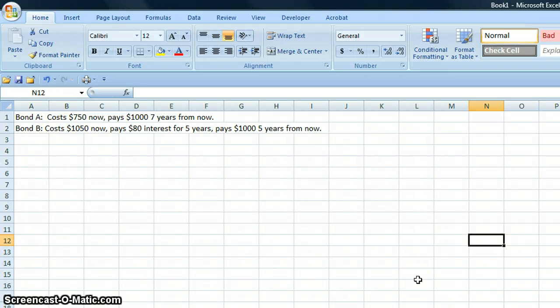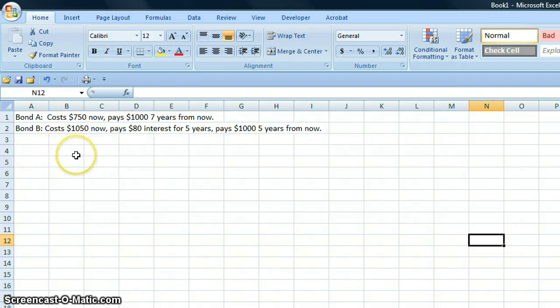We are going to look at two methods of calculating the yield on an investment using Excel. And we're going to look at two different bonds in this case. Bond A, you're going to pay $750 for now, and it's going to pay $1,000 back to you 7 years from now. This would be an example of a zero coupon bond, meaning it pays no coupons, it has no interest payments. It's simply one payment now and then one payment back to you sometime later.